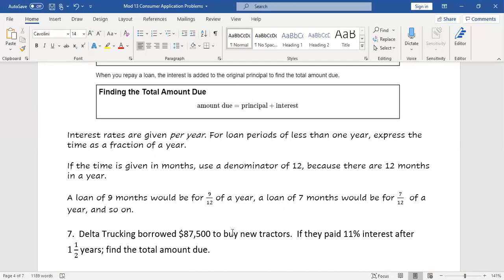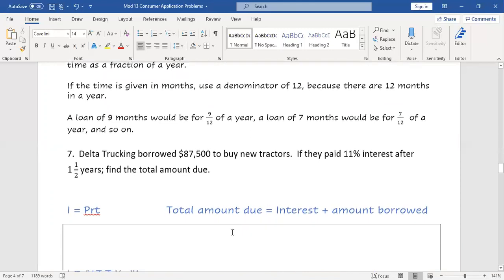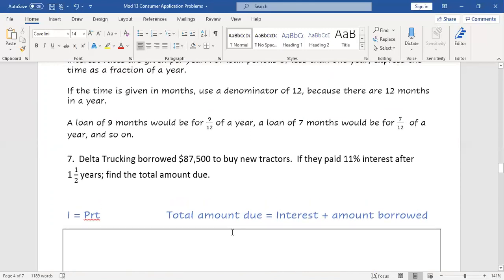So let's look at our problem. Delta Trucking borrowed $87,500 to buy new tractors. If they paid 11% interest after 1.5 years, what would be the total amount due? Well, in order to find the total amount due, we have to find the interest amount first. And then we're going to add that interest amount to the amount that they borrowed to find out how much altogether they have to pay back.